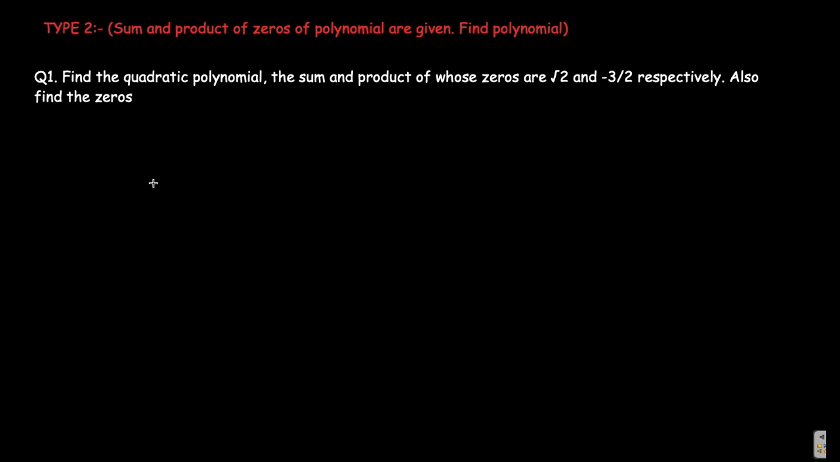Now find the quadratic polynomial, the sum and product of whose zeros are root 2 and minus 3 by 2 respectively. Also find the zeros. It's a very simple question. That means here alpha plus beta is given as root 2 and alpha beta is given as minus 3 by 2. So what is the method to solve this?